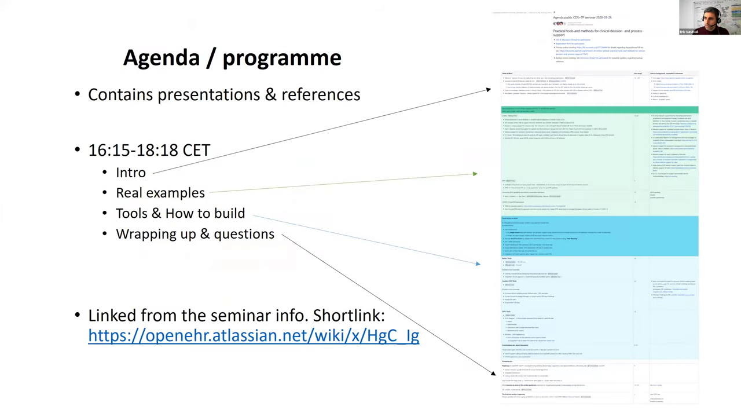The agenda for today is like this. You can find the agenda also linked from that other page. If you go there, you can see that we have links also to resources of different kinds. We'll start with an introduction, and then jump to the green section, which is real examples, things that have been done with Openehr or are just about to launch. The blue section is about how you do these things and what tools are available. Then we'll wrap up with a roadmap ahead and questions. So we'll leave the word to Ian.